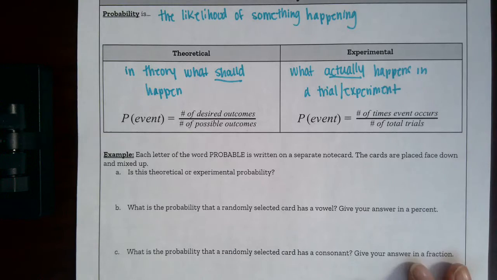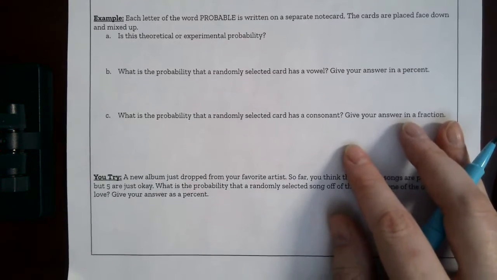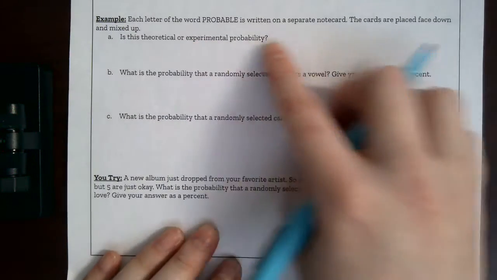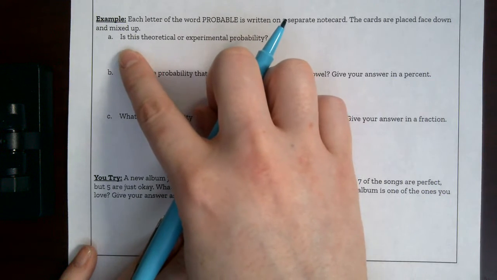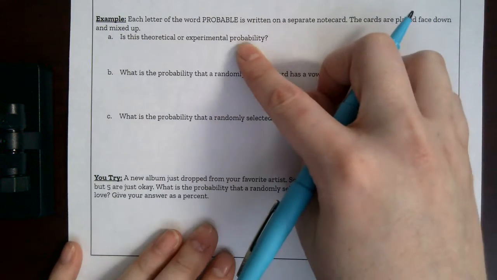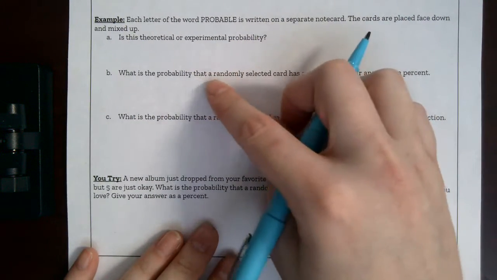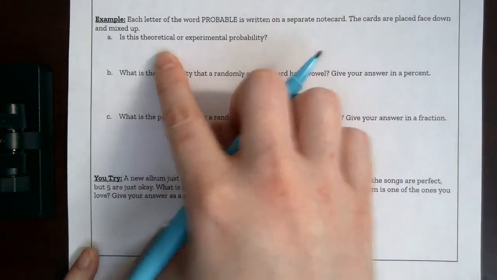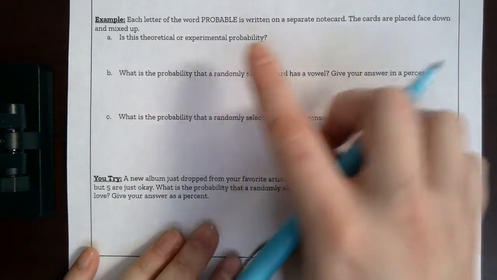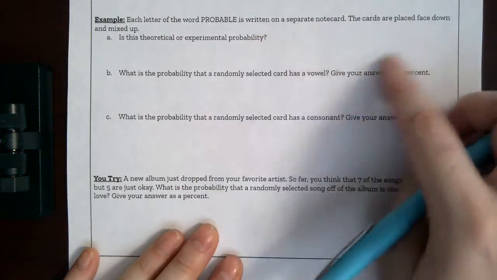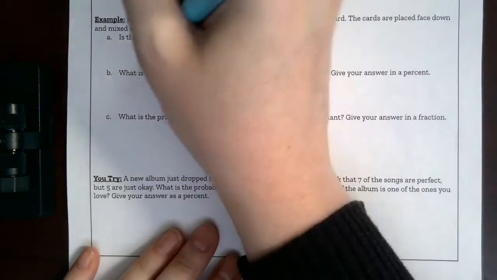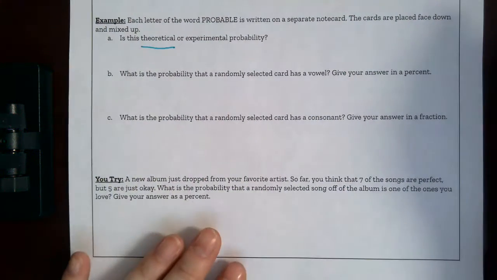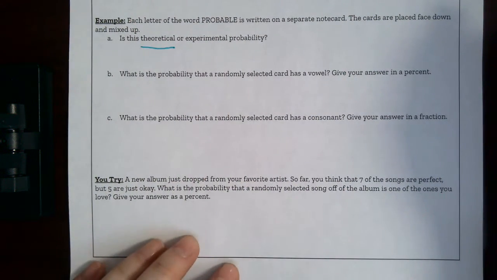Now let's look at some examples of this basic probability. The first one: each letter of the word probable is written on a separate note card. The cards are placed face down and mixed up. First, is this theoretical or experimental? The way to tell the difference is, is there an experiment where you have data of what happened? Like someone is actually pulling a note card and you have data of what letter gets pulled each time. We don't have that, so this is theoretical. This is in theory what we are trying to find.